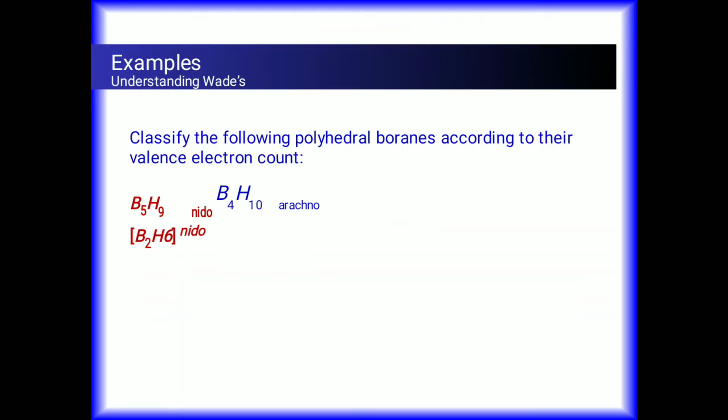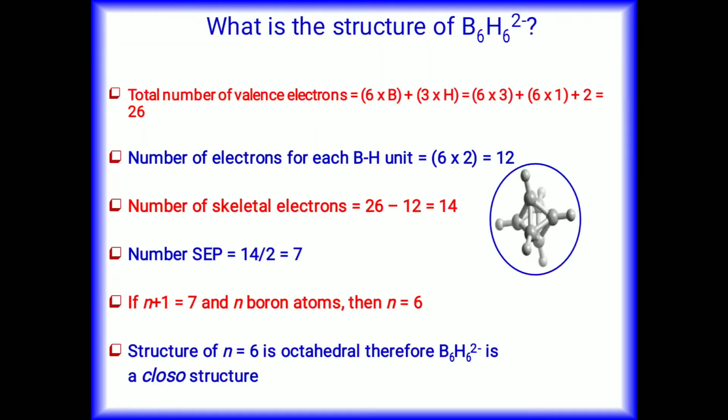Classify the following polyhedral boranes according to their valence electron count. So let me use this formula. We easily calculate that the structure of B5H9 is a nido form, B4H10 is an arachno form, and B2H6 is a nido form.